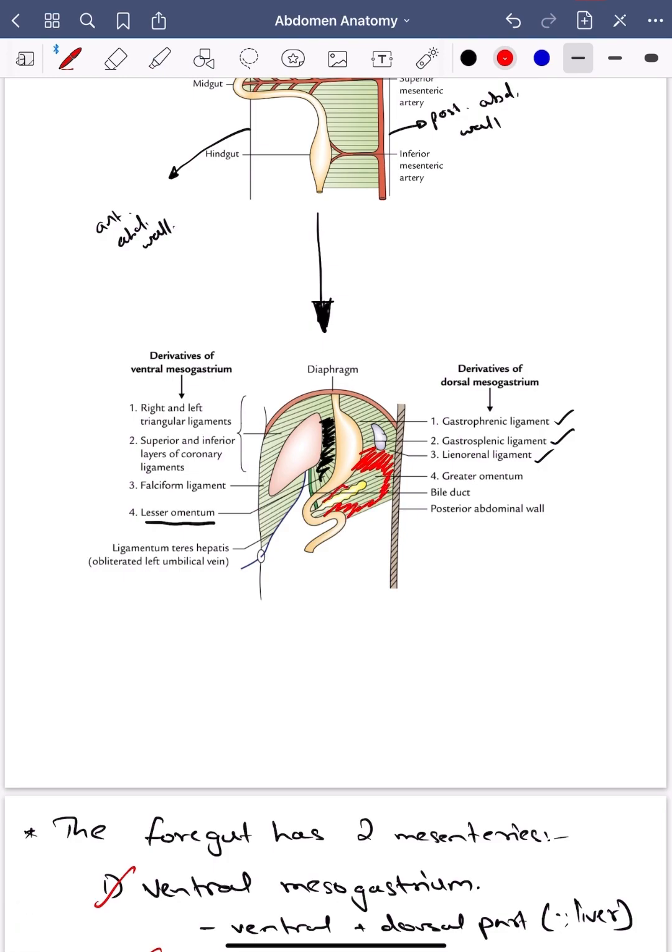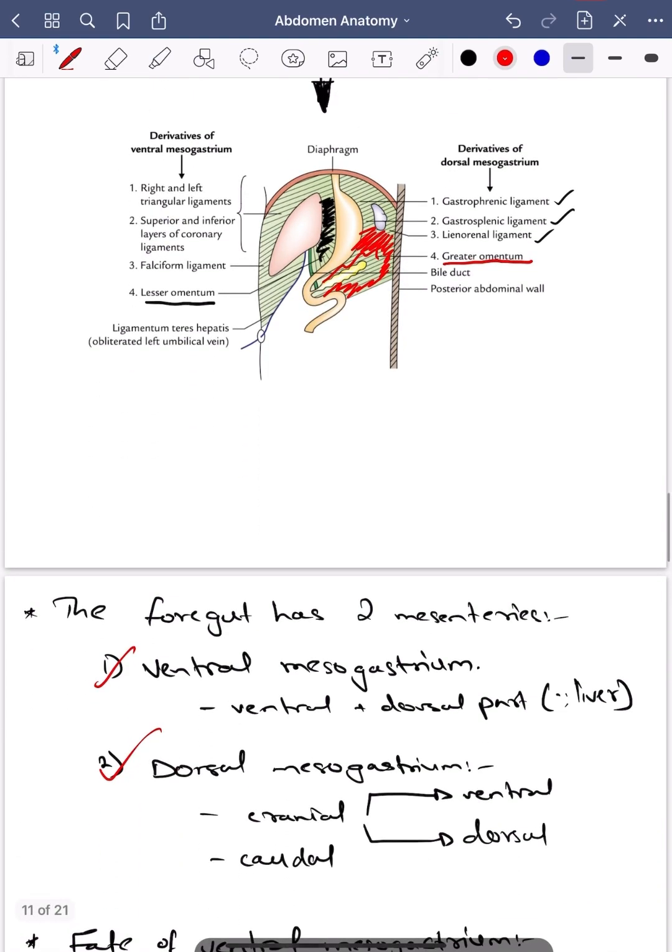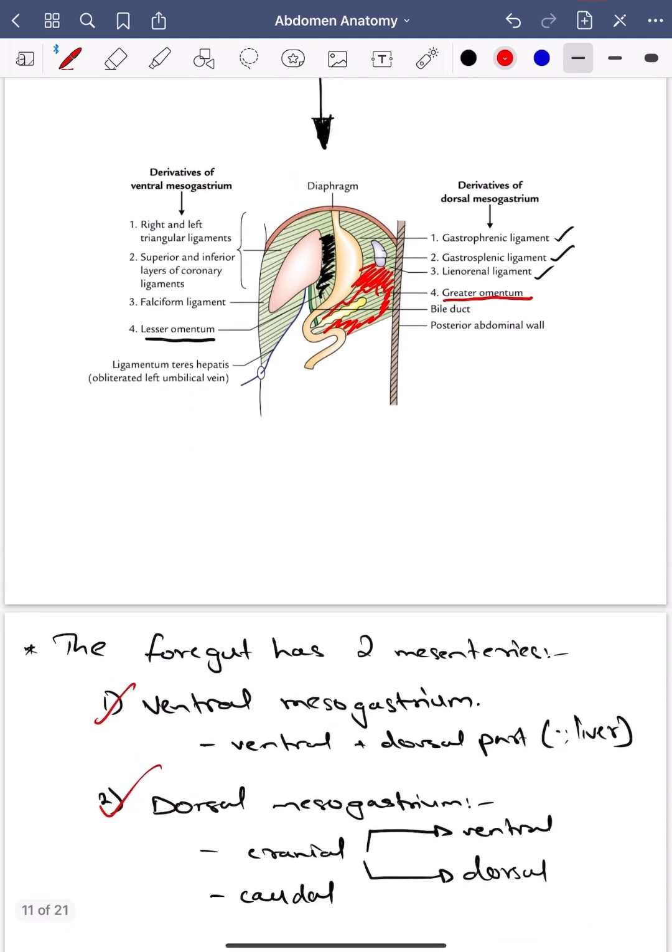Okay, remember, omentum connects the stomach to the viscera as well as the organ. And the ligament connects the different organs, so that is the difference. So we've discussed that there are two omenta, the lesser omentum and the greater omentum. The lesser omentum arises from the ventral mesogastrium, and the greater omentum arises from the caudal part of the dorsal mesogastrium.